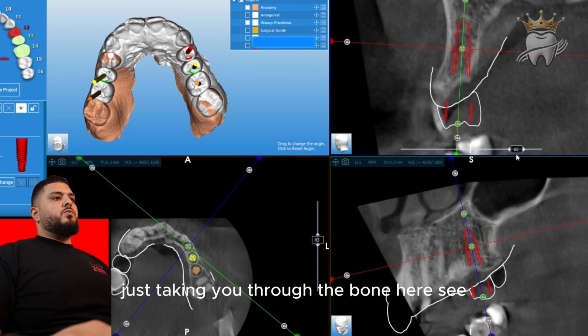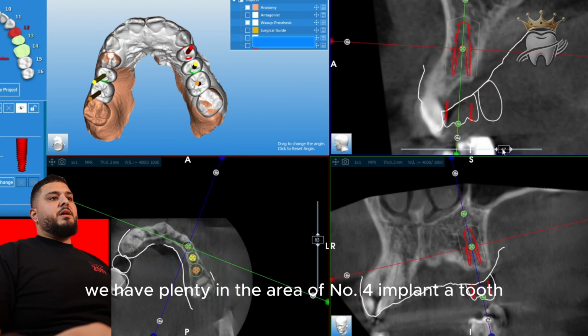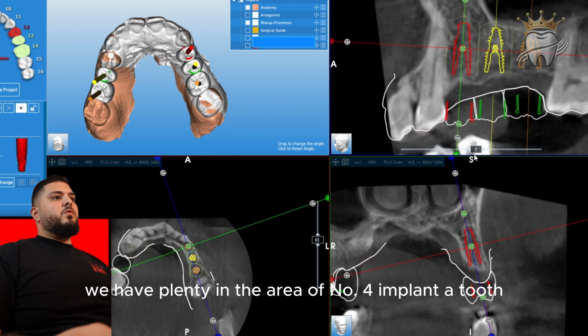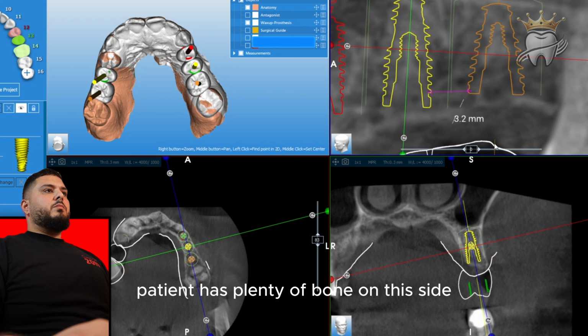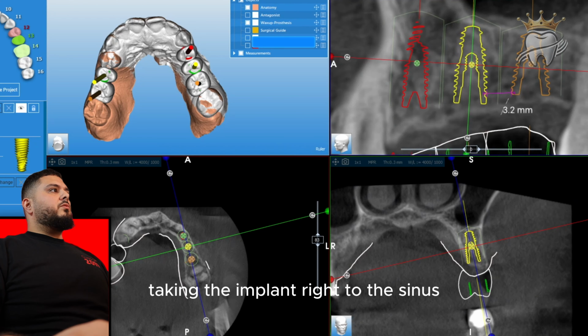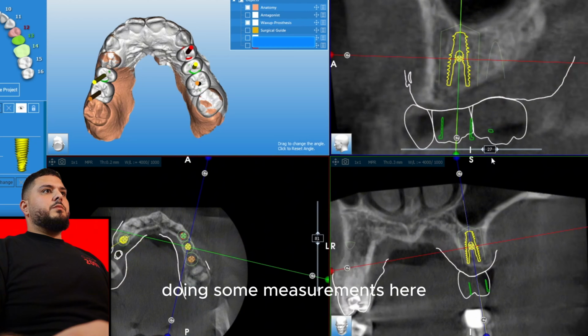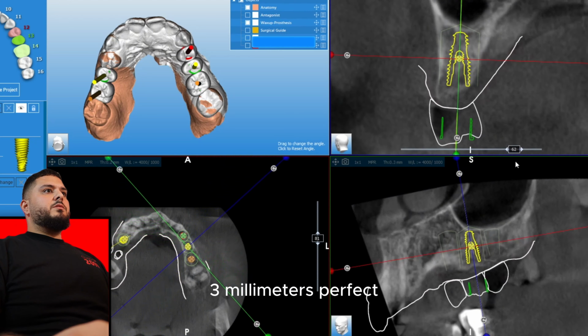I'm just taking you through the bone here. We have plenty in the area of number 4, implanted tooth. Just walking you through the bone. Patient has plenty of bone on this side. Taking the implant right to the sinus. Just doing some measurements here, 3 millimeters, perfect.